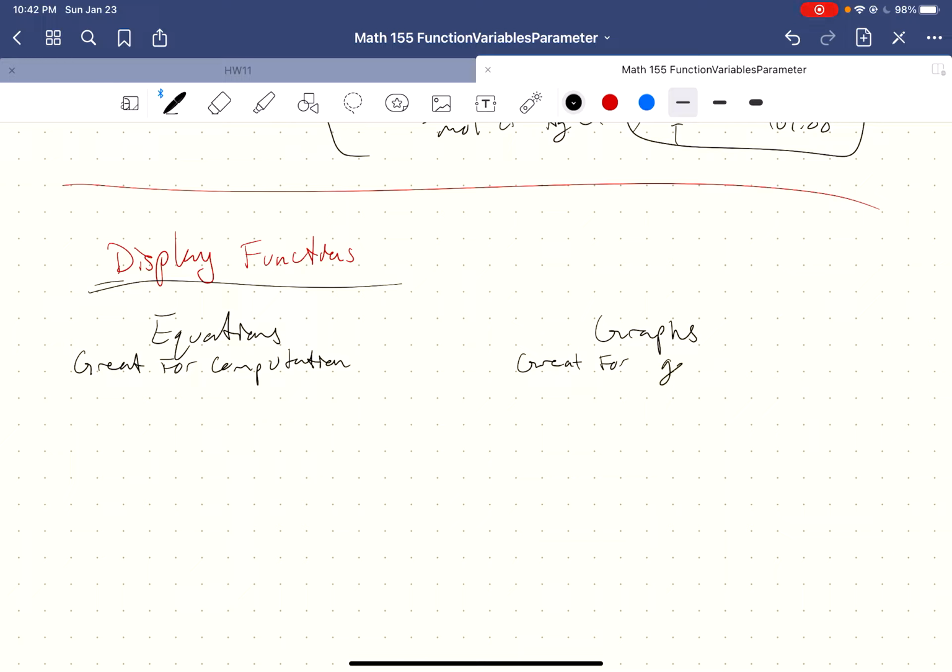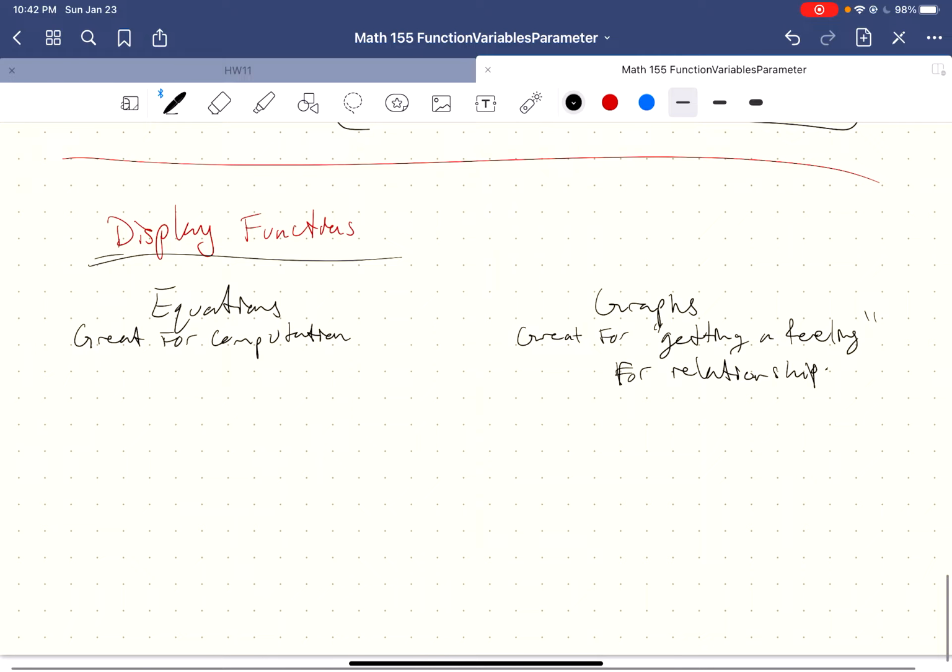So for getting a feeling for the relationship. That's not spelled right at all, even remotely. Okay, let's try this again. Relationship.